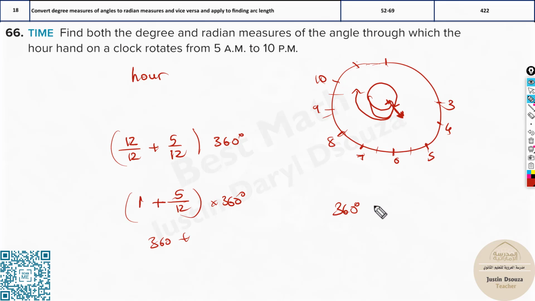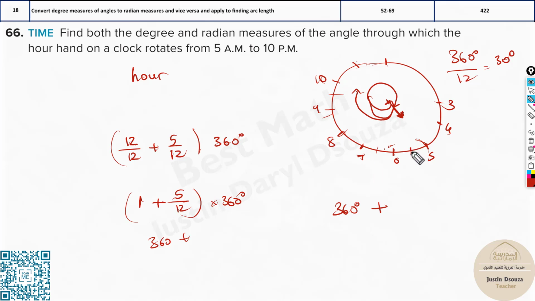One complete rotation is done. Plus, how much does it go from hour to hour? How can we find that? The total is 360, right? And how many hours are there? 12 hours. So it'll be 360 divided by 12, that is 30 degrees.